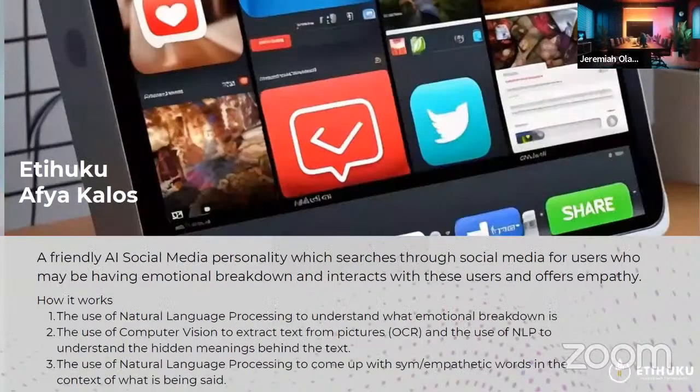Another case study again from Etioko as well, interesting, is it's also another natural language processing product. We call it Afya Kalos, which is basically a combination of a name in Swahili and another name as well from, I'm not sure it's Latin or so, which basically means good health, right? And this is basically a social media personality, which actually just stays there on Twitter, is looking out for people who are struggling or who are having some sort of, right?